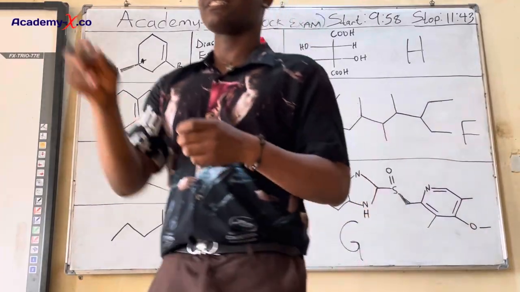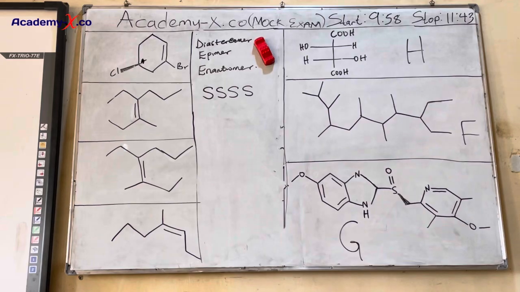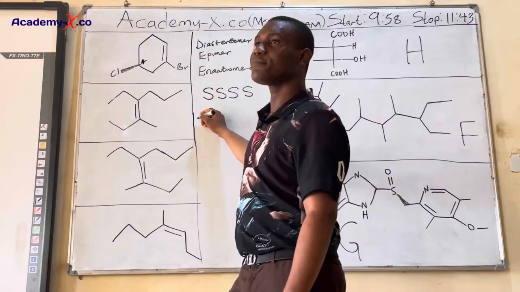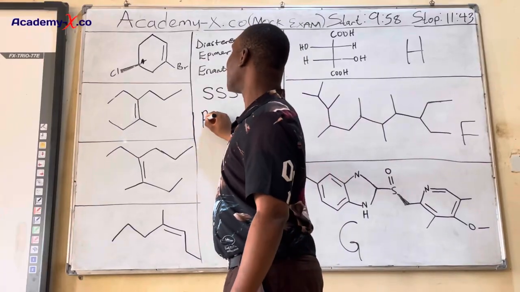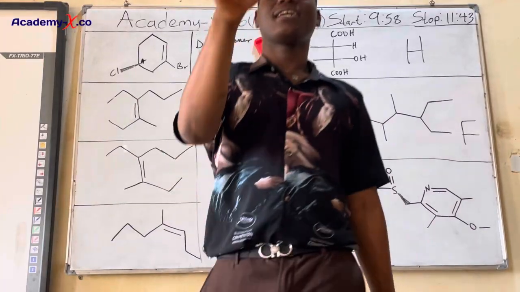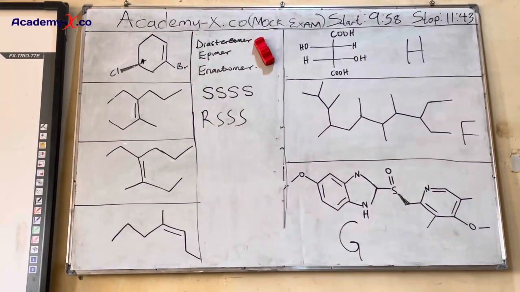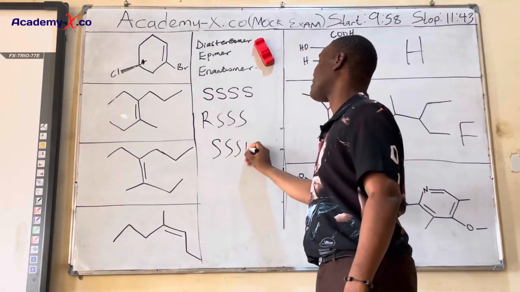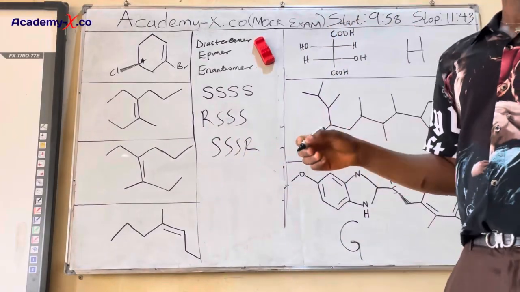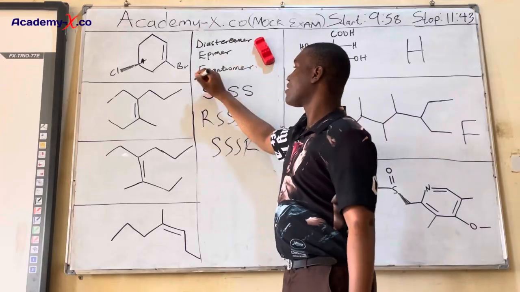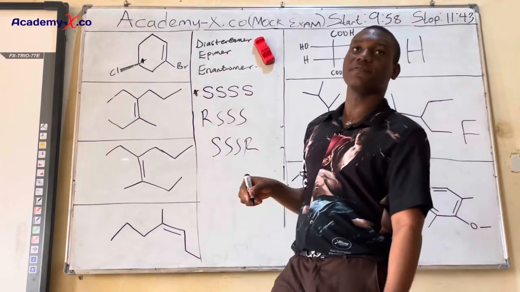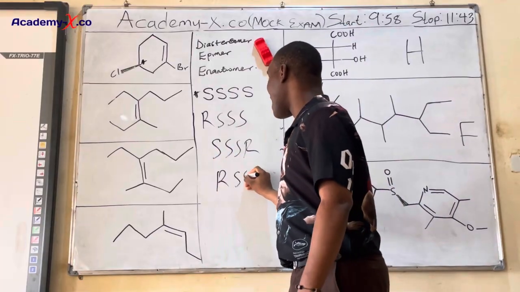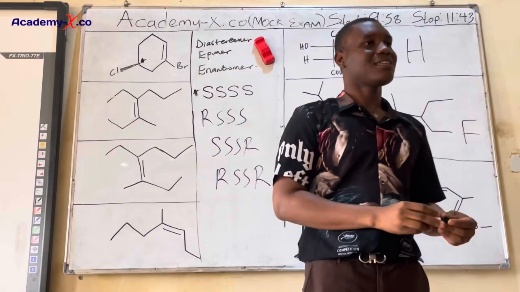People that have not answered. Have you answered? Examples of epimers. Epimer of this compound. R, S, S, S. Correct? Another one. S, S, S, R. Correct? George. Epimer of this compound that has this particular configuration. R, S, S, R. Is it correct? Why?